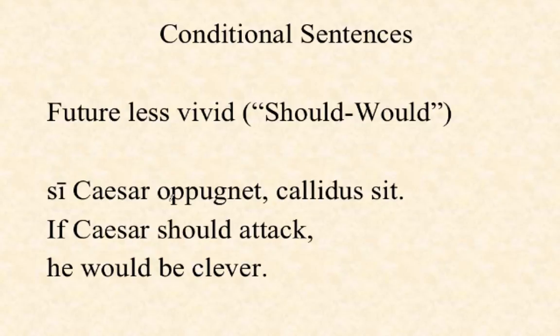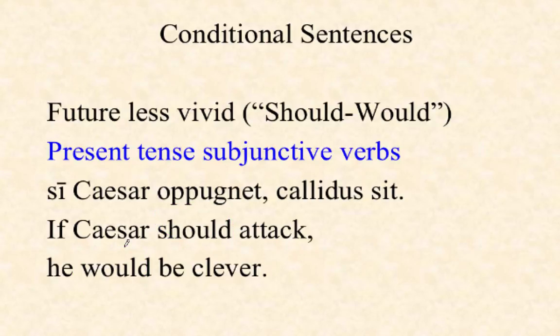Finally, a conditional sentence using the subjunctive mood is the future less vivid. We also call this the should-would conditional. Si Caesar oppugnet, calidus sit. You see, should-would is going to appear in both halves. If Caesar should attack, he would be clever. This type of conditional uses the present tense subjunctive for both halves.